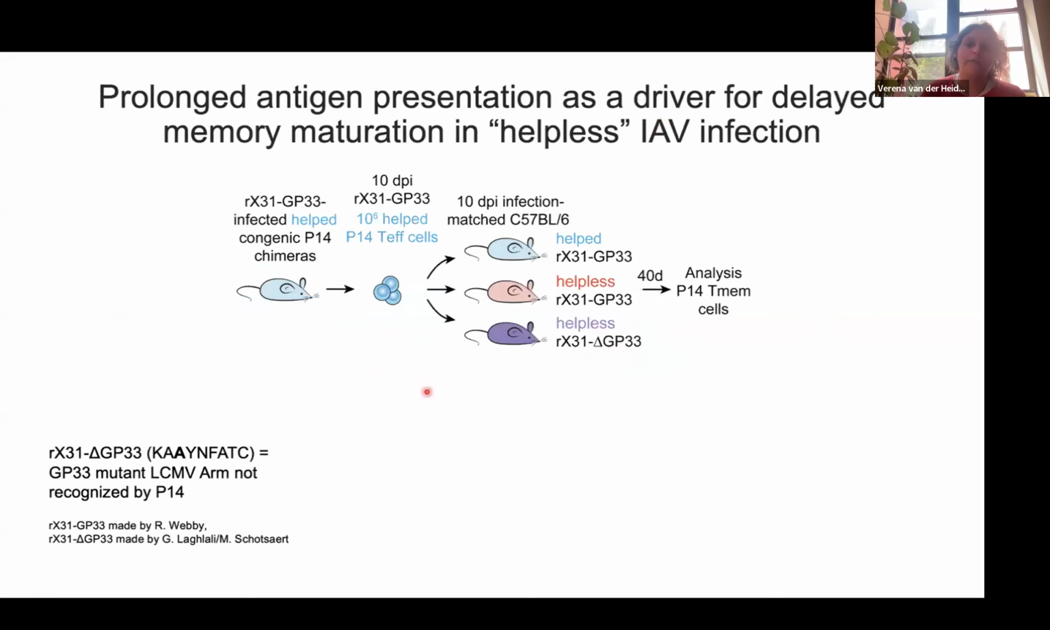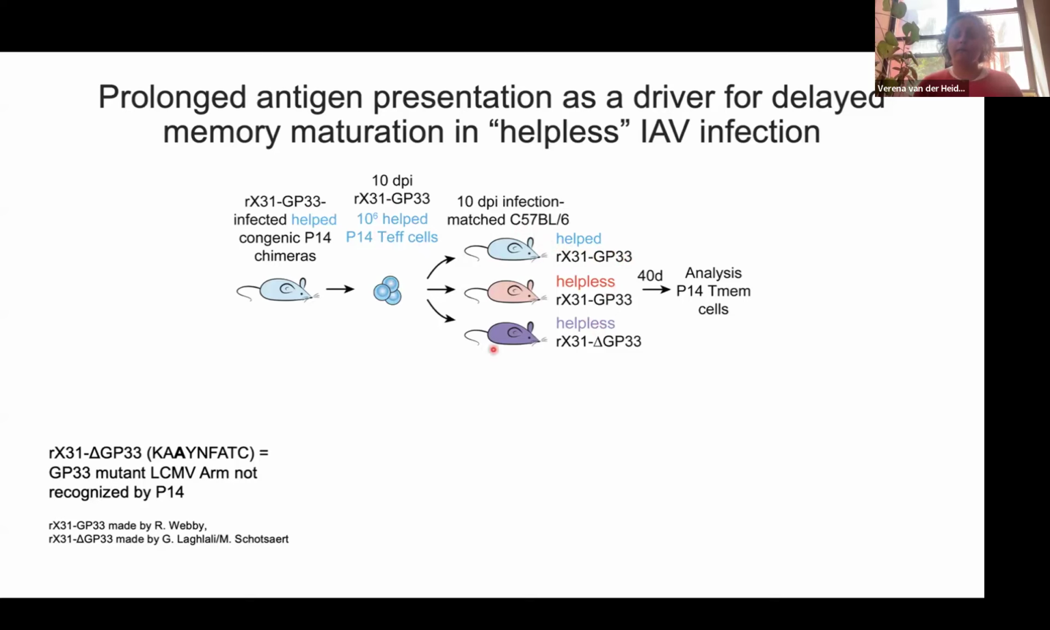And then we tested whether this could be caused by antigen that lingers on. The previous proliferation experiments already confirmed that, but technically it could still also be inflammation. So we generated a virus, made by Gabriel and Michael Swaptad, that expresses GP33 or a mutated version of the GP33, and then we transferred effector P14 cells. These are all helped, not helpless, into infection-matched mice that were infected with the regular X31 that expresses GP33 and are helped, or the regular X31 that expresses GP33 but are helpless.